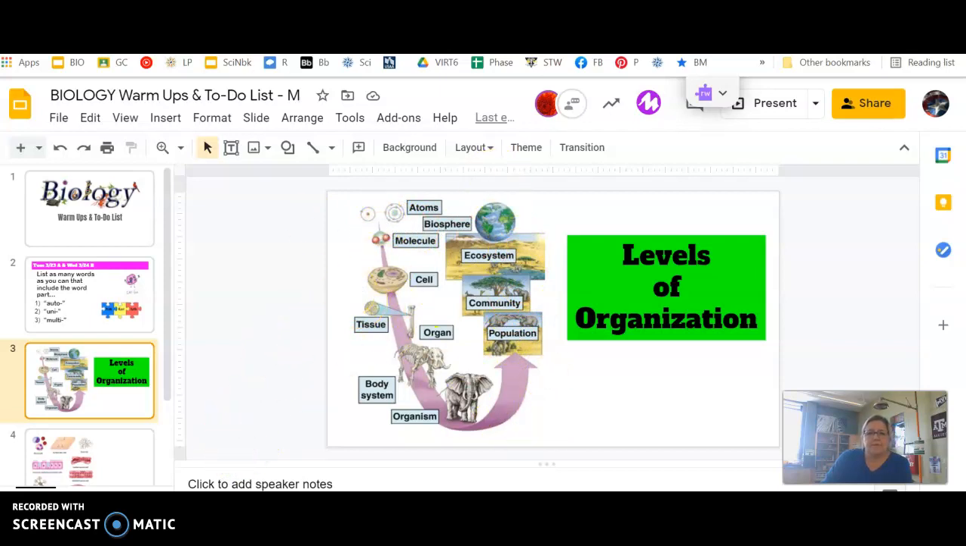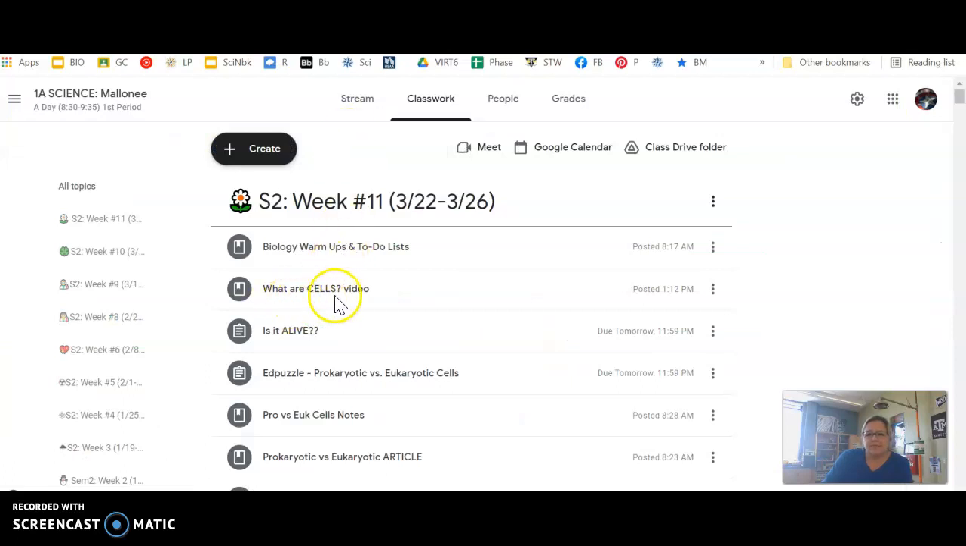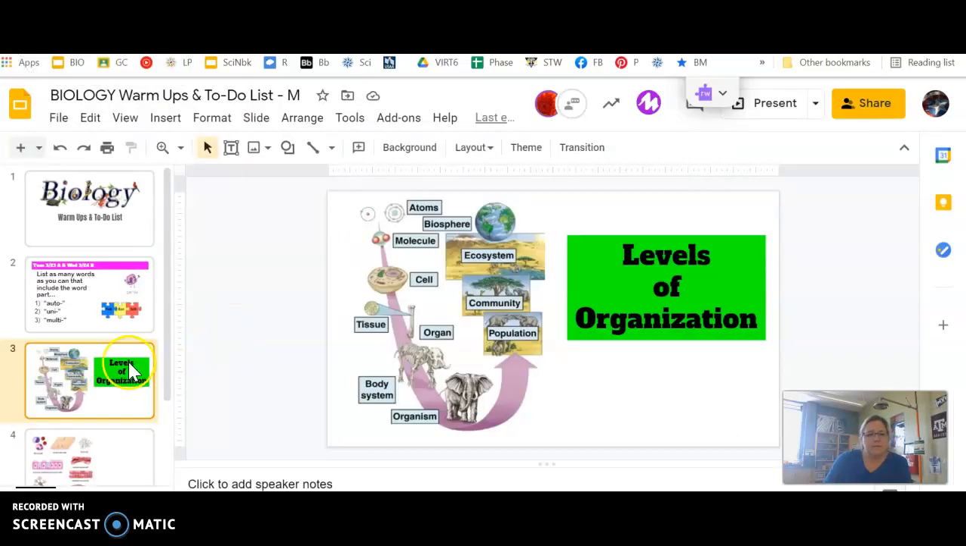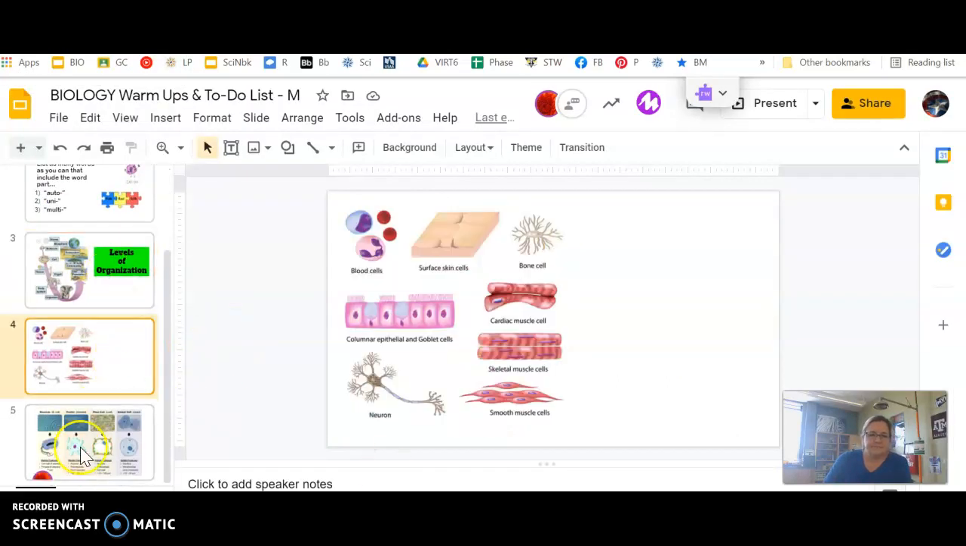At this point, you would go to Classroom and watch this What Are Cells video on YouTube, because we've heard the word, but as far as what is it actually, so I'd push pause and go watch it. And then when you're done with the video, here's some cells pictures to kind of look at. These are some in the human body. Notice how they don't look the same.